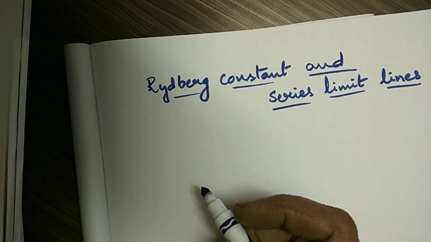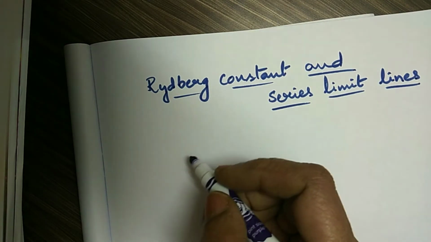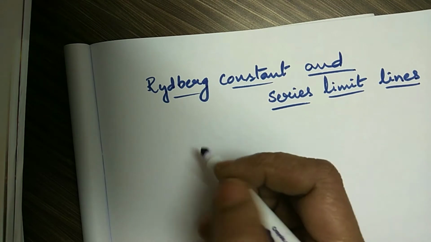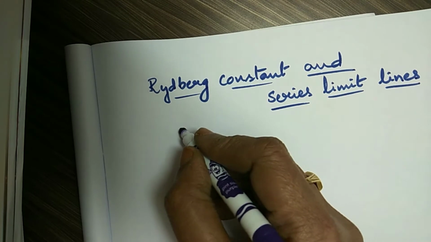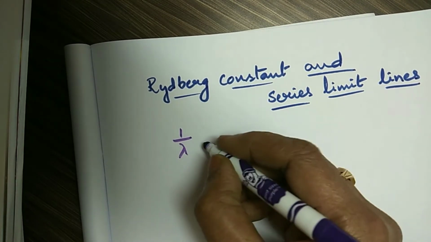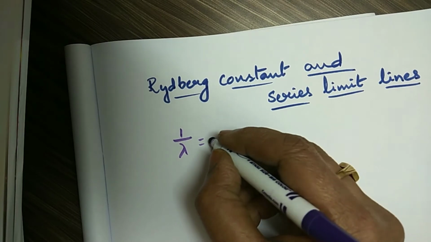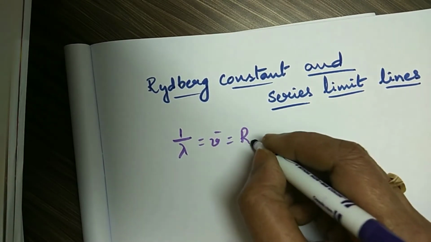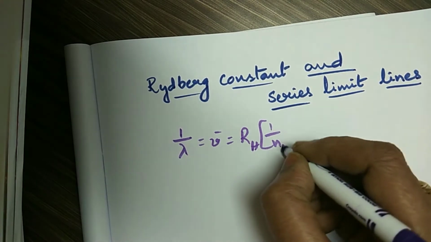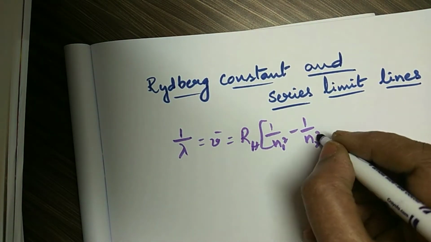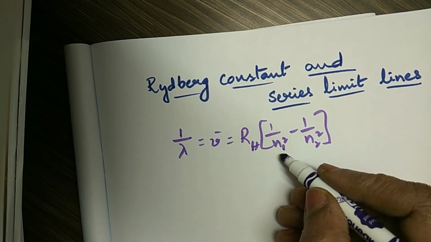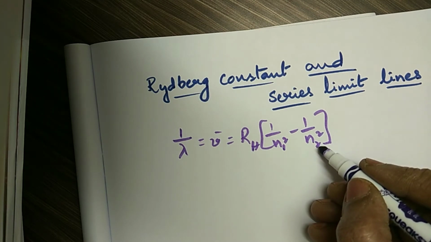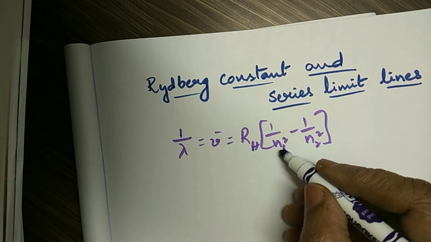Hello students. In the last video, we have seen the Rydberg equation, electronic transitions and the Rydberg equation. Now, what is this Rydberg constant? The Rydberg equation is 1 by lambda, the inverse of wavelength, which is equal to the wave number, which is equal to RH into 1 by n1 square minus 1 by n2 square. Right? This n1 is the lower principal quantum number to which the electron is coming, and n2 is the higher principal quantum number from which the electron is coming to the lower principal quantum number.